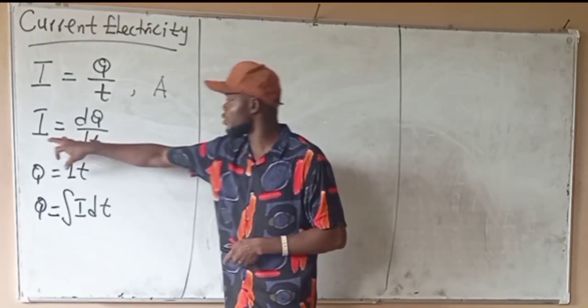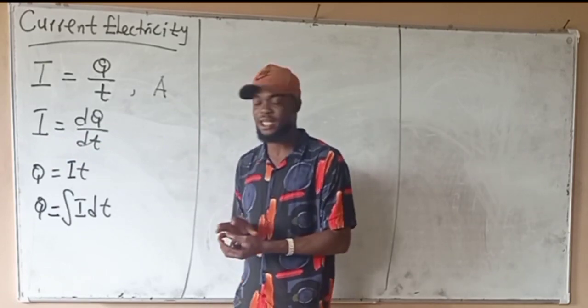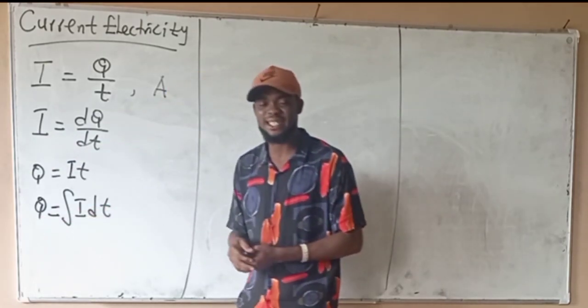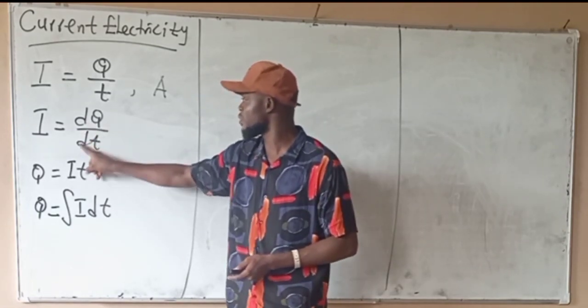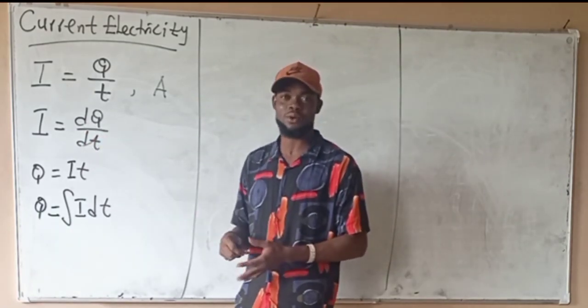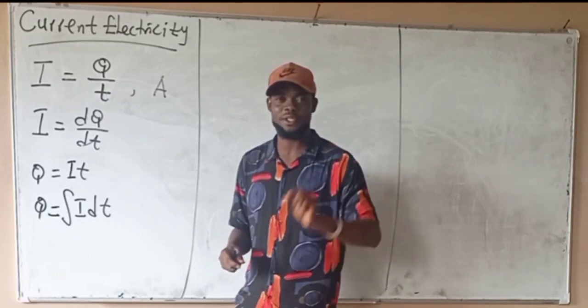Simple as that. So, when you look for current, you differentiate your charge. When you look for your charge, integrate your current. This is called integral calculus. This symbol, d/dt, is called differentiation calculus or differential coefficients.